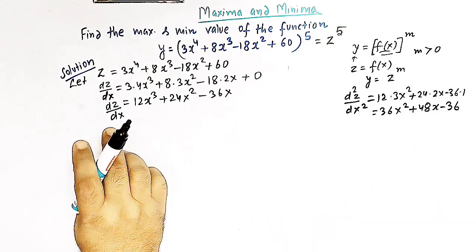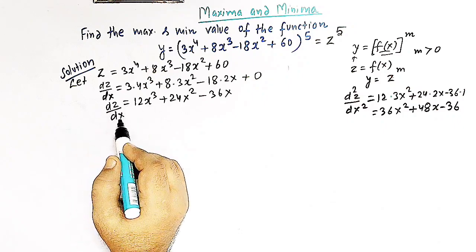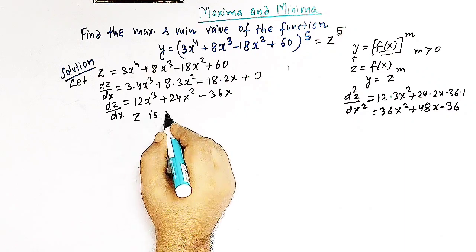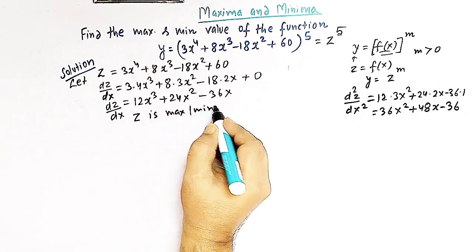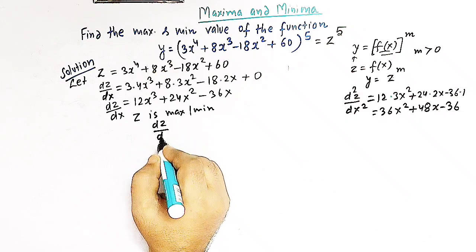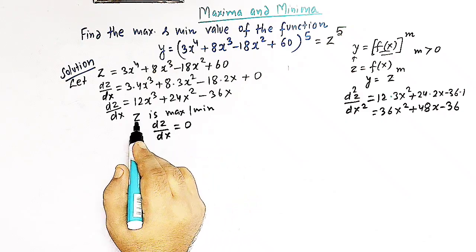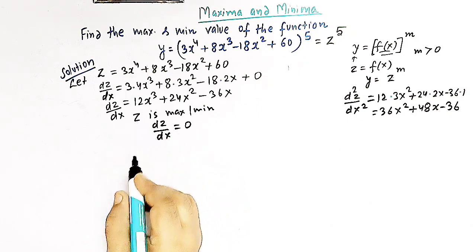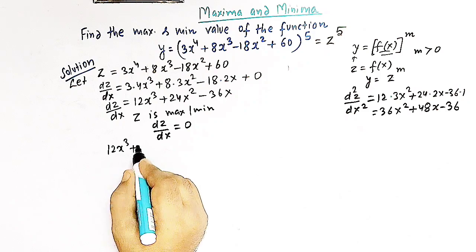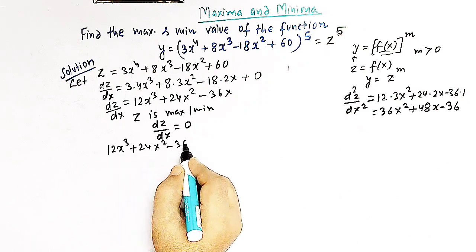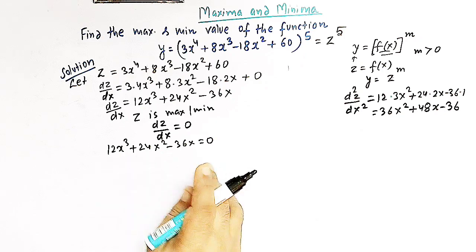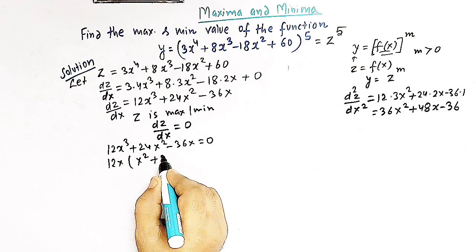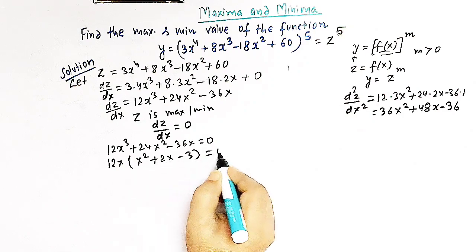Okay, now let us come back to the first derivative of z with respect to x. Now see, this function z is a maximum or minimum if dz over dx is equal to 0. So for z to be maximum or minimum, the first derivative should vanish. So here we have 12x^3 + 24x^2 - 36x is equal to 0. Simplifying it, taking 12x common, we have x^2 + 2x - 3 is equal to 0.